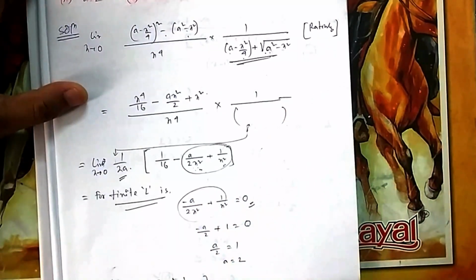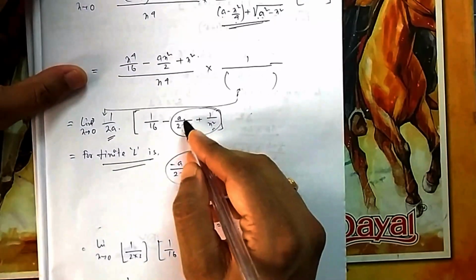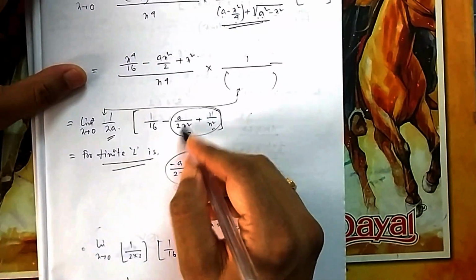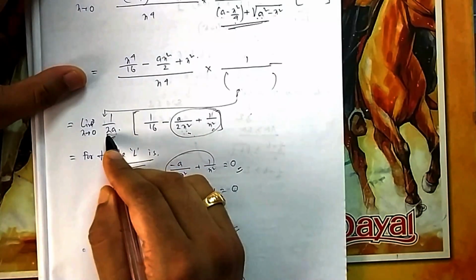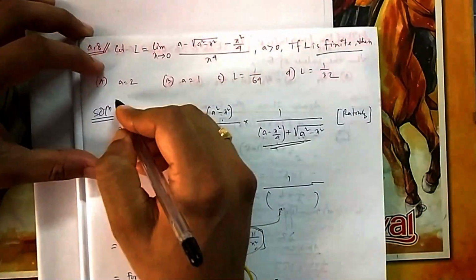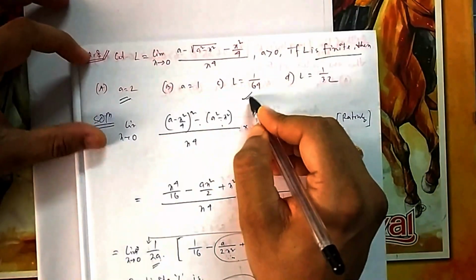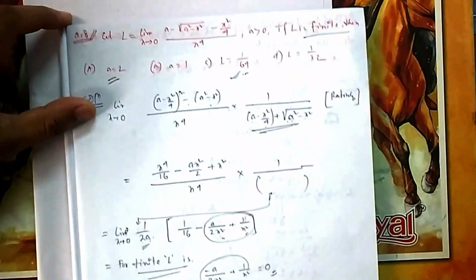If you solve it here, you can find a is equal to 2. If a is equal to 2, then it becomes 0 for you. Then you can see 1 by x square minus 1 by x square gets cancelled. So you have already solved a is equal to 2, so 2 into 2, 1 by 16. So your answer is 1 by 16. So 2 answers are there: a should be 2, and if a is equal to 2, then L, the limit answer, will be 1 by 64. So option A and C.